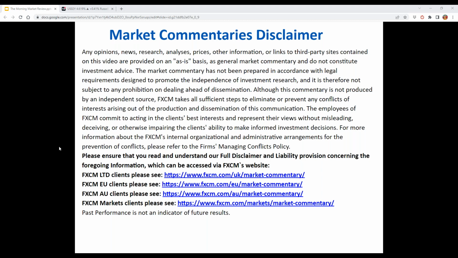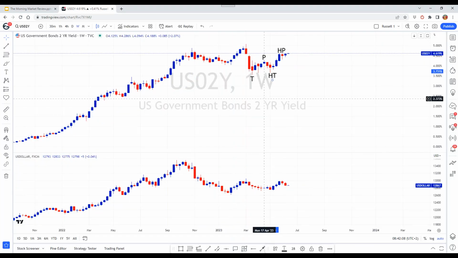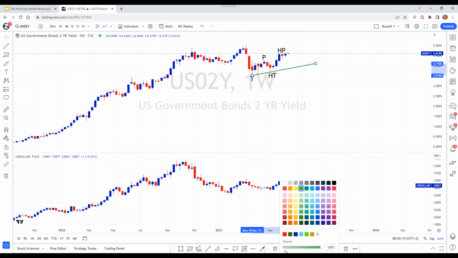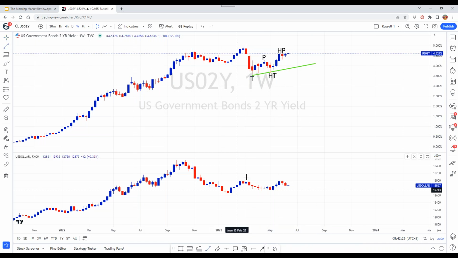All right, here's our references, MarketScope 2.0 and TradingView.com. We'll just bring up TradingView very quickly just to show the divergence between the 2-year yield and the dollar. This is a relationship I want to keep analyzing. Just want to make sure that we are on top of it. So you can see that the 2-year yield is moving in that northeast direction, and the dollar, we've got actually a divergence here. We've got a lower peak.